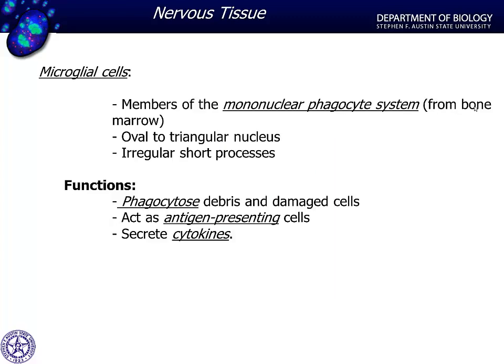The next type of neuroglial cell we have, the microglial cells, are going to be essentially macrophages. And so when you look at their lineage, where they're derived from, they're derived from the mononuclear phagocytic system. This is where we get our monocytes, our macrophages, and so these are, for all intents and purposes, macrophages. They're going to phagocytose material, act as antigen-presenting cells, and secrete cytokines. So these are the macrophages of the nervous system.